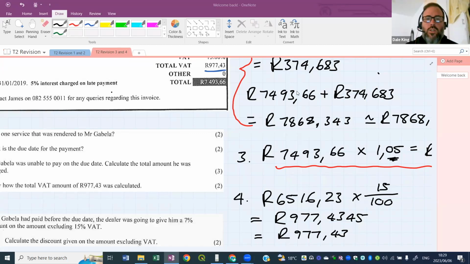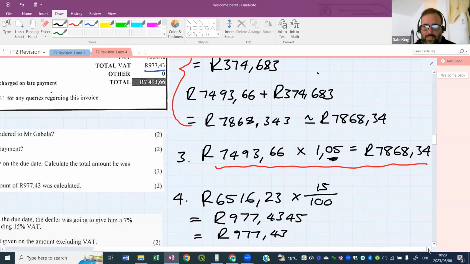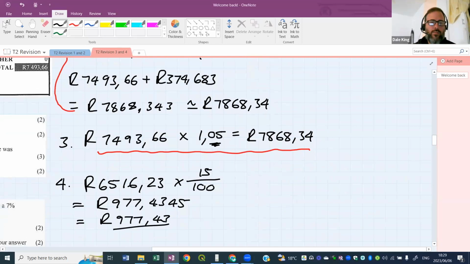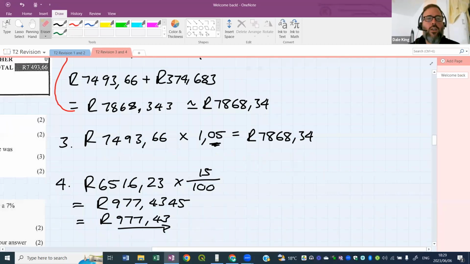Busisiwe, you there? You have a question? Check your screen there. Yes, Busisiwe. How are you? Hi, sir. I'm okay, sir. And you? Good. What did you do? Sir, I did the very same thing. Excellent. So you multiply by 15/100. Yes, sir. Excellent. Well done. Okay, cool. Thank you very much.